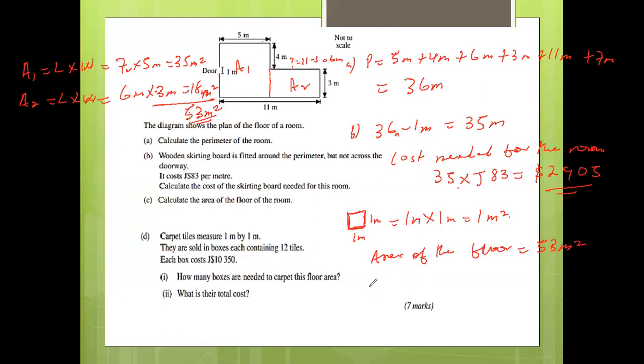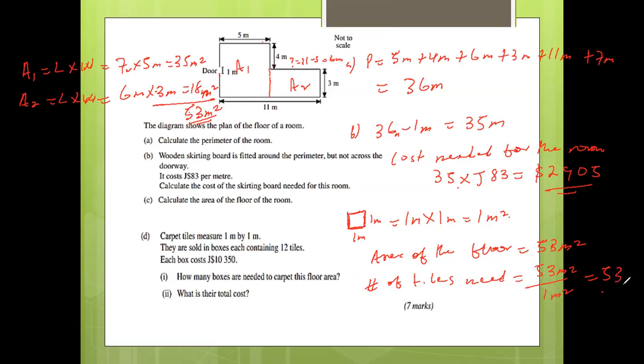So first of all, I'm going to find the number of tiles needed. The number of tiles needed will be equal to 53 meters square divided by the 1 meter square. I have to divide the area of the room by the area of the tile, which gives me actually 53.